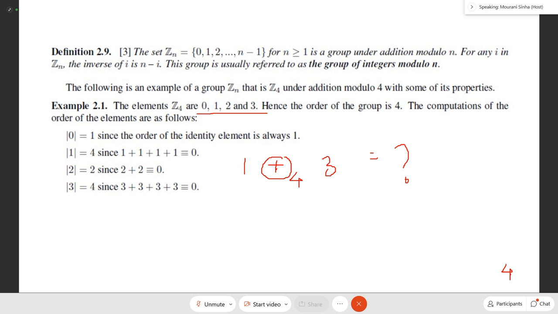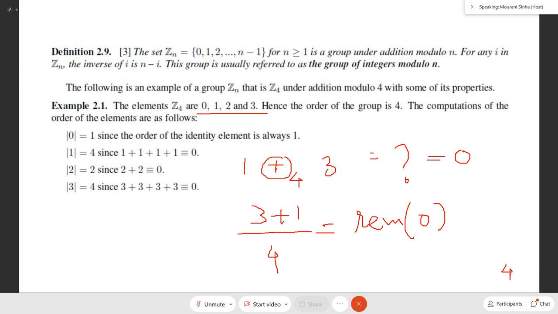Good, let us do it. So what we do for addition modulo is first add 3 and 1. So 3 plus 1, and I divide by 4 and I want to know what the remainder is. Whatever the remainder is, that is my answer. So 3 plus 1 is 4. If I divide 4 by 4, the remainder is 0. Since the remainder is 0, the answer to this is 0. Do you have any doubt in this calculation?